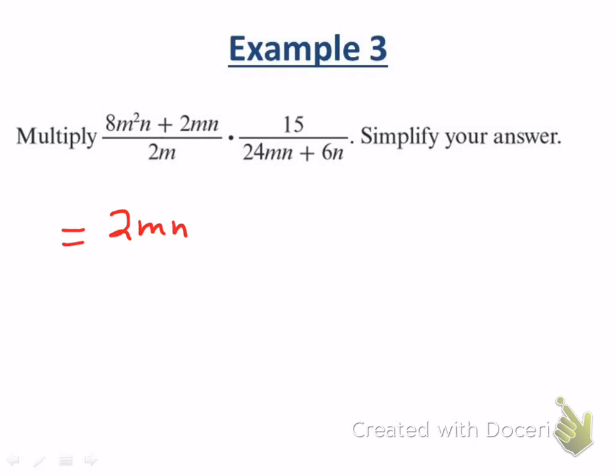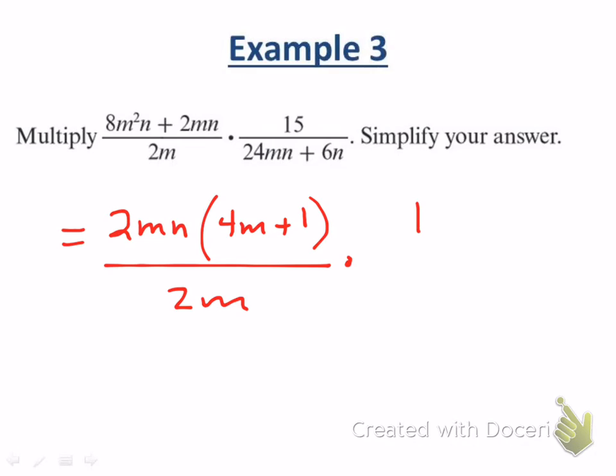2m and an n, right? And that's going to leave me with 4m plus 1 over 2m times 15. Can't do anything with 15 yet. What can I take out of the bottom? 6n, and that's going to leave me with 4m plus 1.